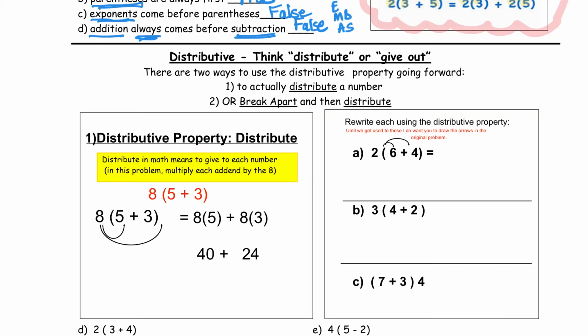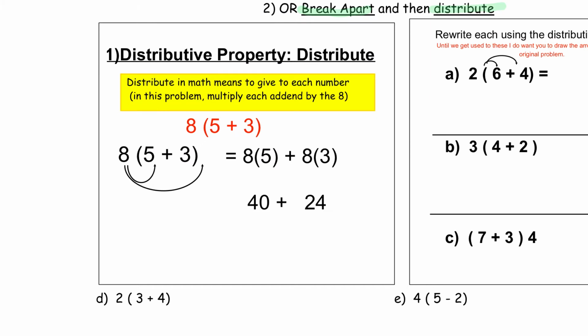So after learning about a few different properties yesterday, the last property that we're going to look at, at least in 6th grade, is going to be the distributive property. And when we focus on the distributive property, we like to think about distribute or give out. And there are 2 ways to use the distributive property going forward. One is to actually distribute a number, and you're going to see we're going to be multiplying one number on the outside of the parentheses by numbers on the inside. And then there's another method that we're going to look at called the break apart and then distribute. So we have a couple of things to look at. So let's take a look at the distribute part first.